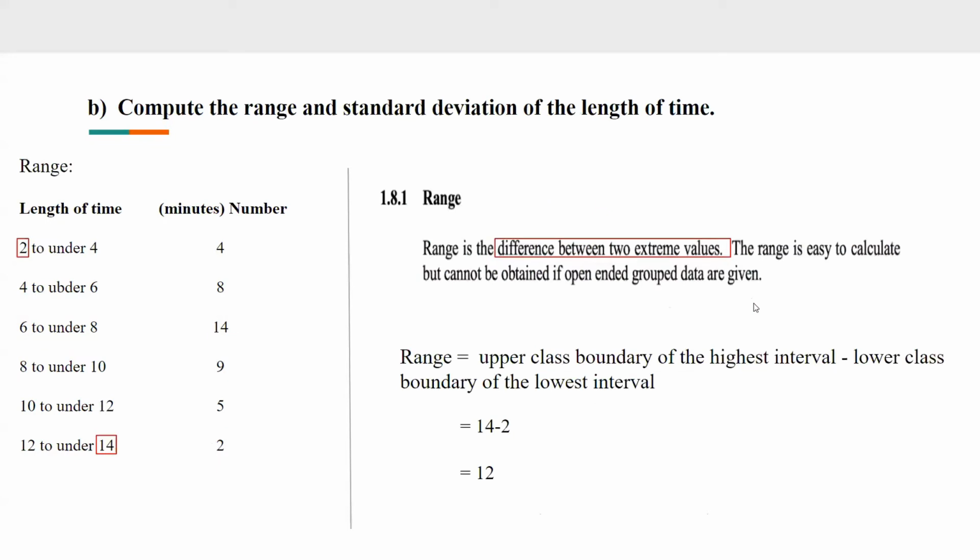Question B. Compute the range and the standard deviation of the length of time. According to the definition of range, range is the difference between two extreme values, and the range equals the upper class boundary of the highest interval, which is 14, minus the lower class boundary of the lowest interval, which is 2. So after calculation, the range is 12.